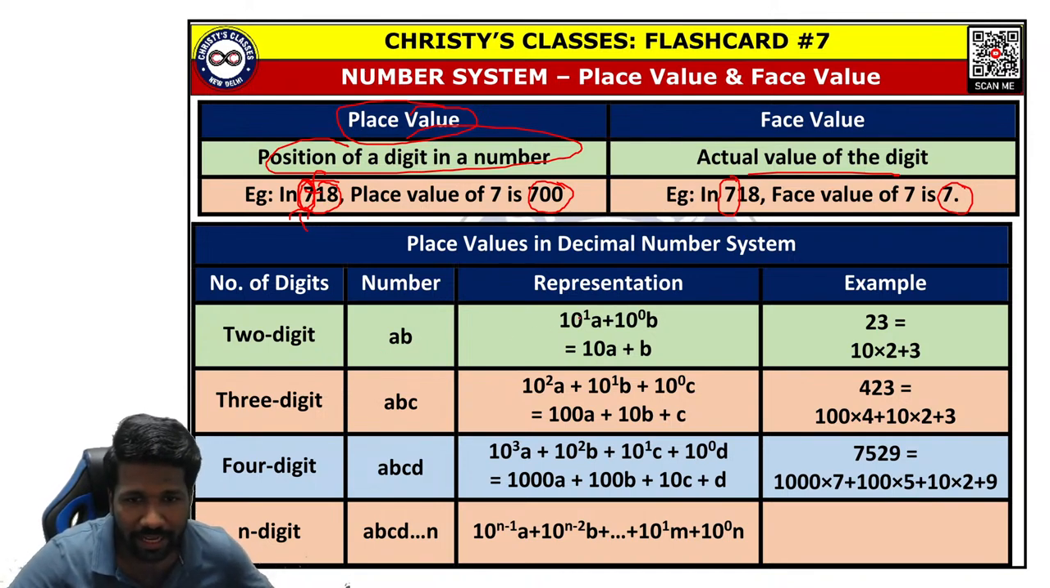If you understood that, using place values, you can represent any number in general. For example, 23.